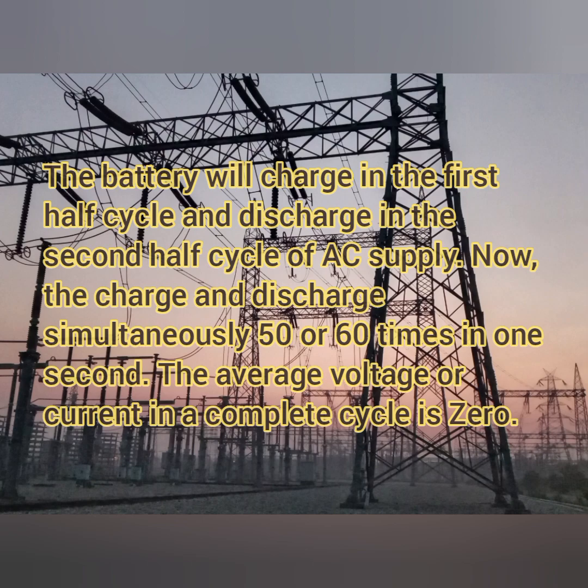So charging and discharging will happen within a second, and heat will be produced in your battery, and automatically the battery will explode. So the average voltage or current in one cycle, if we connect a battery with an AC supply, the average current and voltage of the one cycle will be zero.